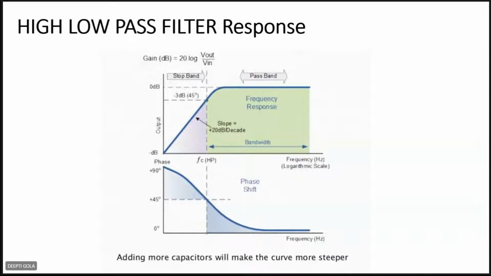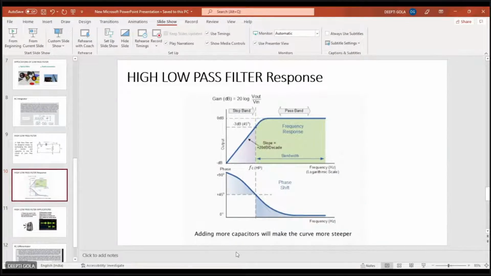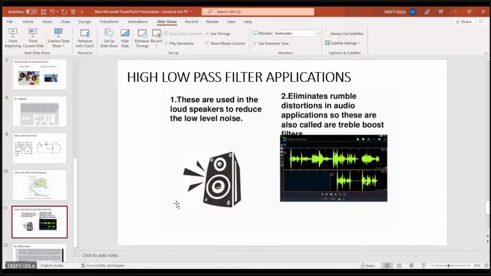This is the frequency response. The applications of the high pass filter are, they are used in loudspeakers to reduce the low level noise, and they also eliminate some distortions in audio applications. Okay.